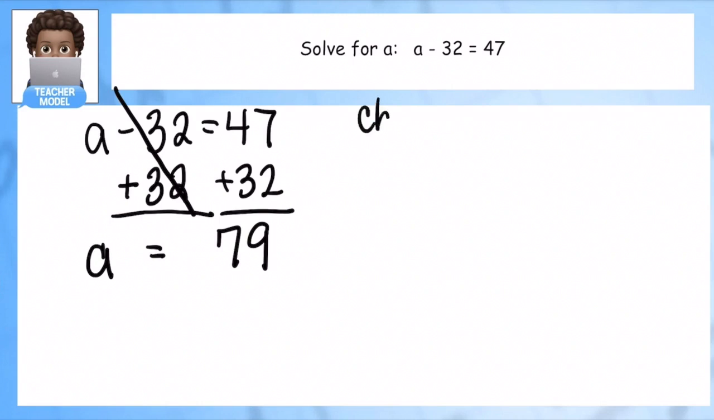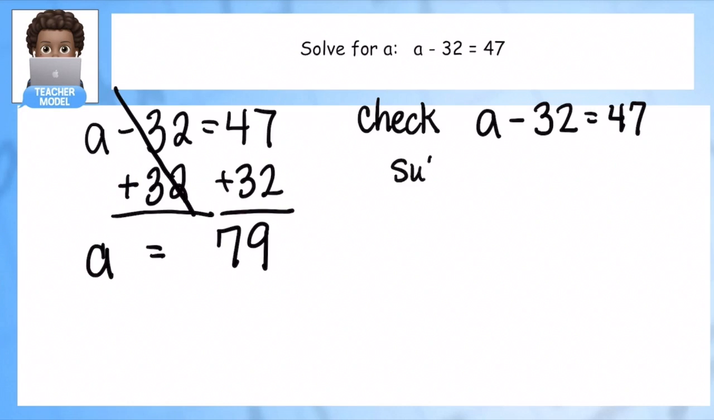So we're going to check this. We're going to go back to our original formula, and we're going to substitute 79. And we're going to see with both of these expressions, are they equivalent to each other?